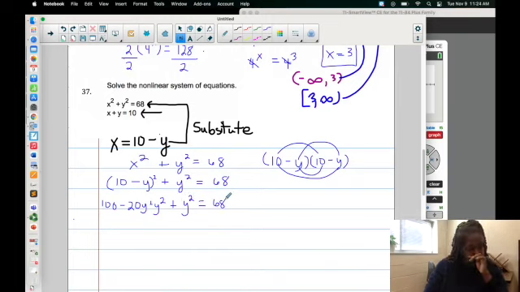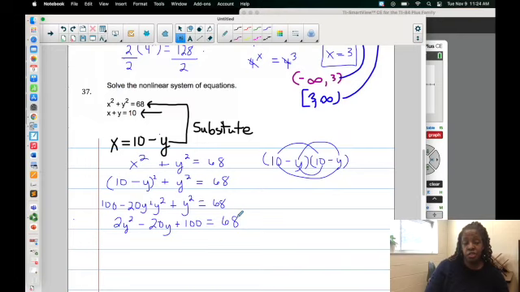All right, now, over on the left side, we can take our time and actually combine like terms. And I'm putting it in descending order too. 2y squared minus 20y plus 100 equals 68. And all I did was put the biggest exponent first and the constant term at the end. Now we're going to subtract 68 on both sides. And now we've got 2y squared minus 20y plus 32 is equal to 0.